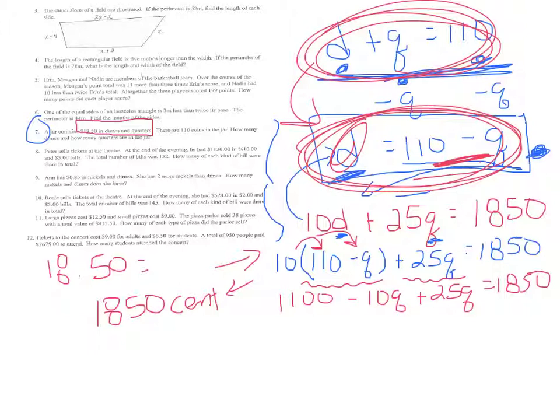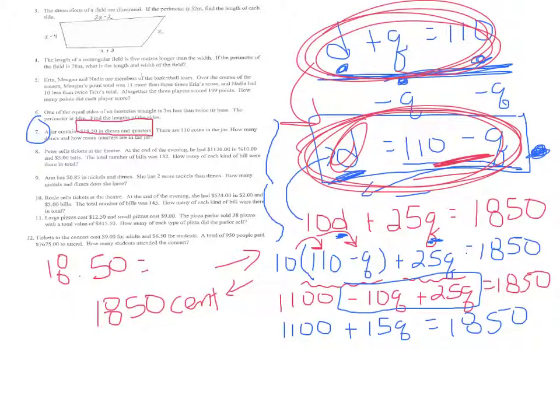My next step is to combine the terms that I know are the same, which are these. So I'm going to have 1100 plus 15Q equals 1850. Next step is to subtract 1100 on both sides because I want to get rid of that. I'm going to run out of room here, but I'll be left with 15Q is equal to 650.